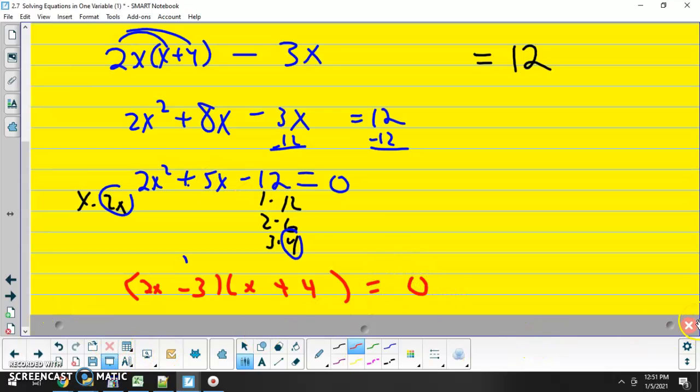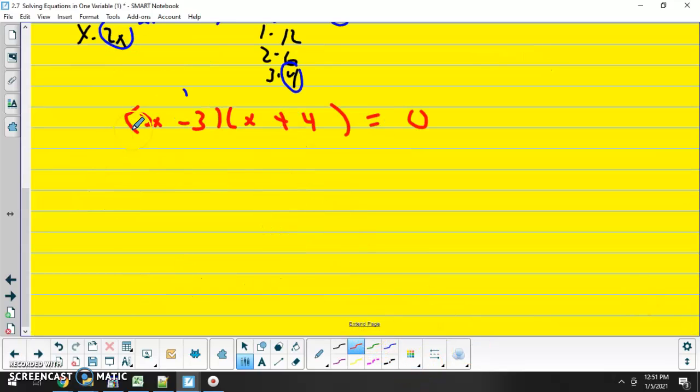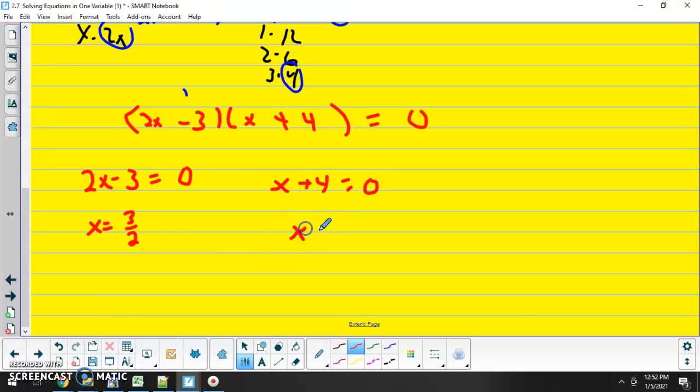Now we need to figure out what x is going to be from each one of these factors when you set them to 0. So from the first factor, you'd have 2x minus 3 equals 0. If you add 3, then divide by 2, this 0 would be 3/2. Just a two-step equation. And this 0, x plus 4 equals 0, will give you x equals negative 4. So those are your two zeros.